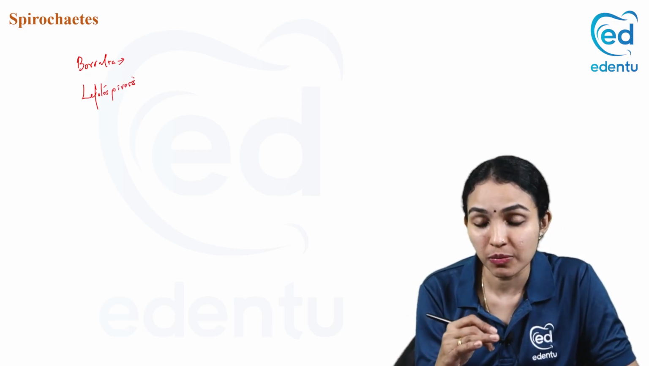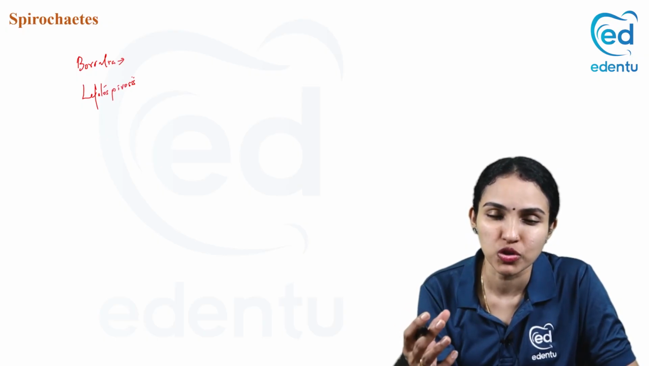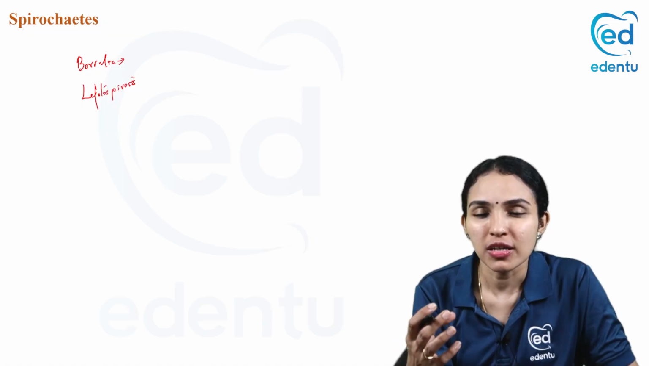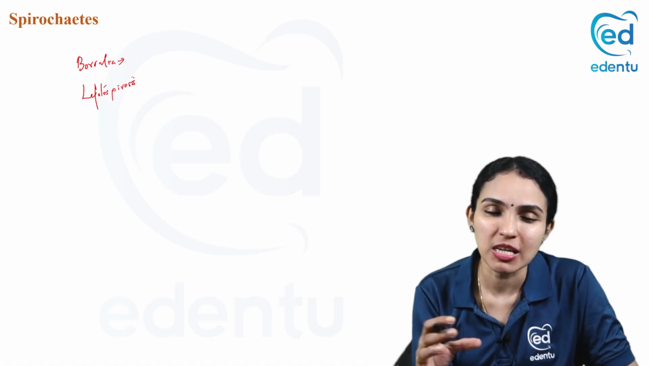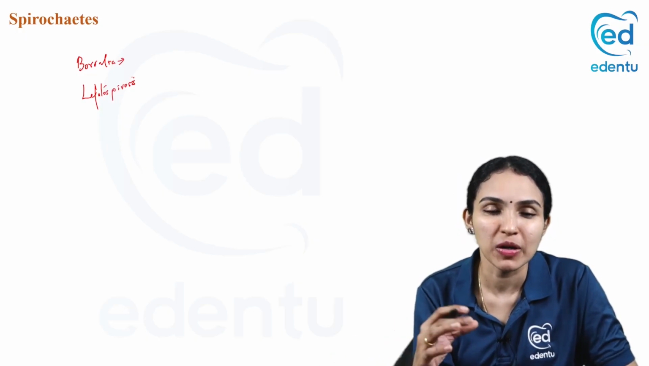So please read the important headings which we have discussed, like the pathogenesis, the disease condition, how you will diagnose the condition, and the various species names of these particular organisms. All these can be asked as questions. We wind up spirochetes with this.